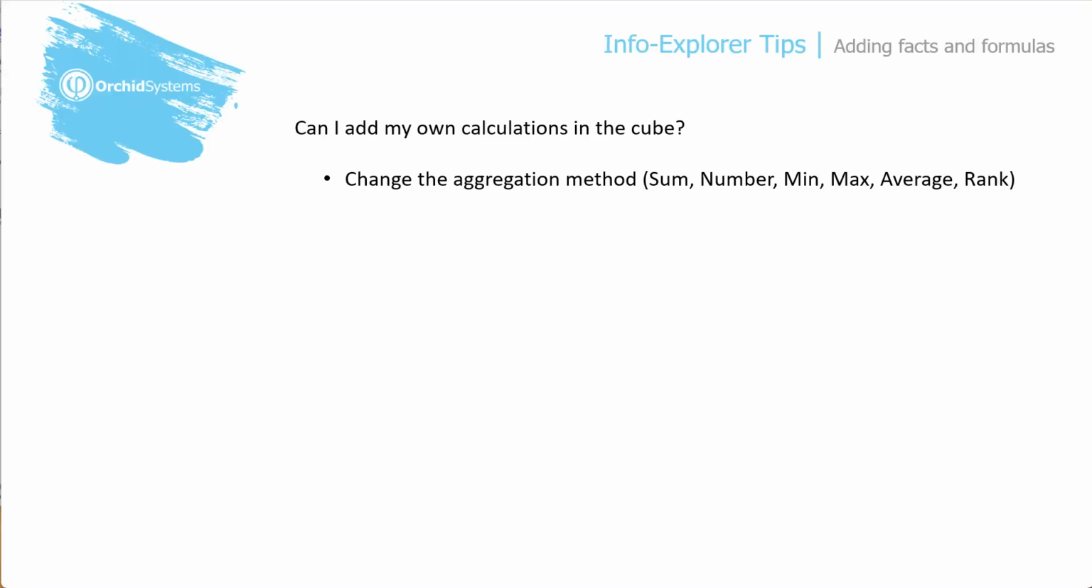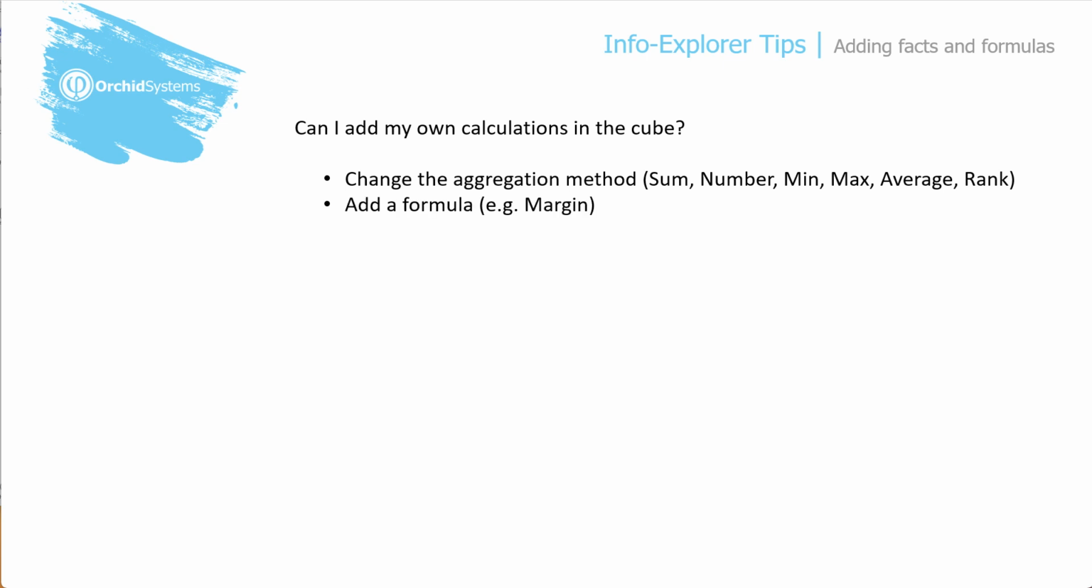Firstly, you can change the aggregation method of a fact in the cube. A fact is a number that is being returned by the SQL query. By default, your facts will be summed, but you can calculate the number of records in that fact, the minimum value, the maximum value, the average value, and a ranking. For example, your top 10 vendors or top 10 customers, top 10 items.